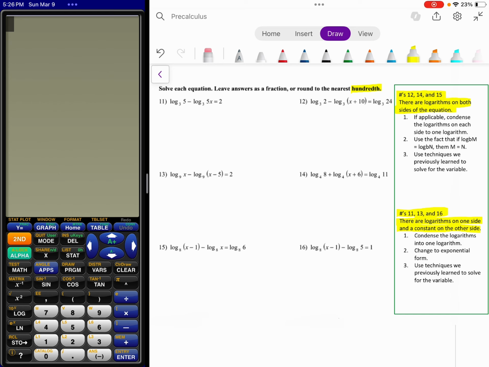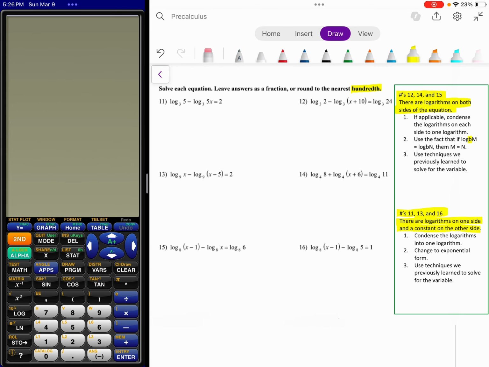Number two, sorry, this equation got broken up. Use the fact that if log base b of m equals log base b of n, then the two arguments, m and n, have to be equal to each other. And then we'll solve the equation that's left over. So let's go ahead and look at 12, 14, and 15.